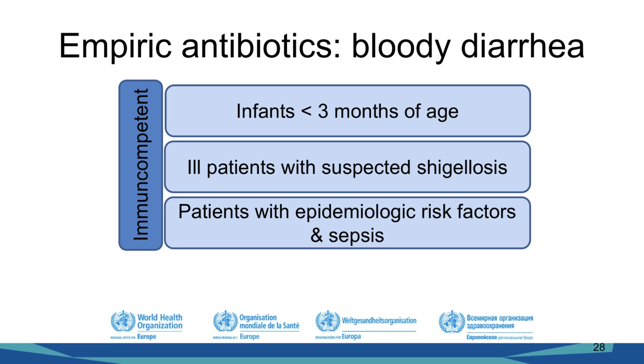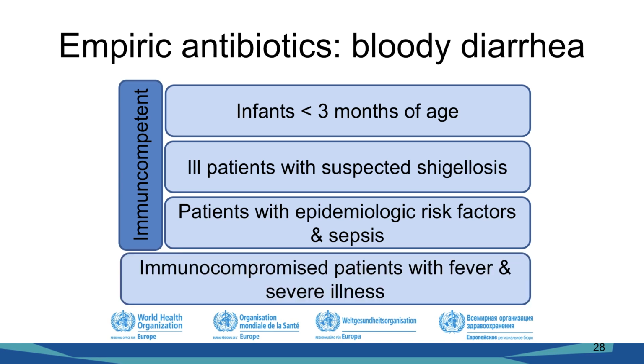U.S. guidelines make the following recommendations. For immunocompetent children and adults with bloody diarrhea, empiric antimicrobial therapy is warranted in the following circumstances. Infants who are less than 3 months of age with suspicion of bacterial diarrhea, ill immunocompetent patients with fever and signs and symptoms to suggest an infection due to Shigella, including abdominal pain and bacillary dysentery, frequent scant and bloody stools, fever, abdominal cramps, and tenesmus. Or people who have recently traveled internationally with fever and evidence of sepsis. Guidelines recommend the consideration of antimicrobials for immunocompromised individuals with fever, severe illness, and bloody diarrhea.